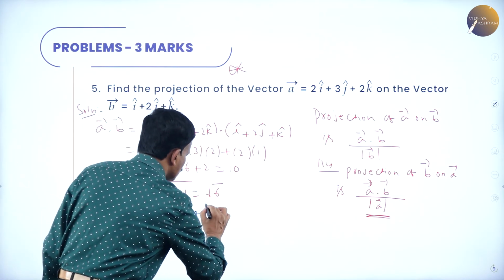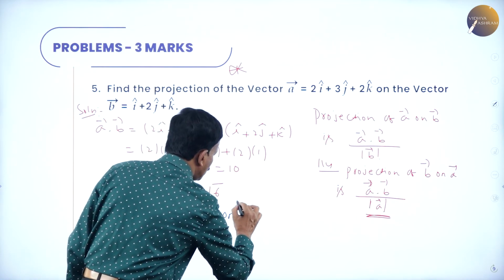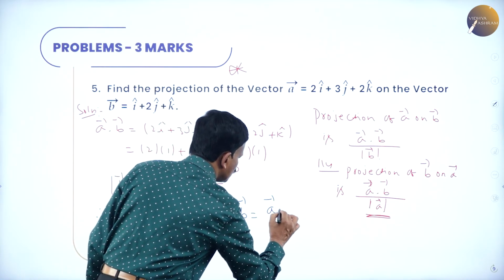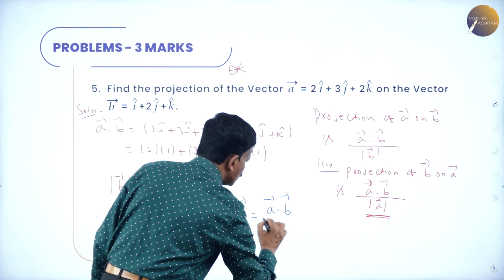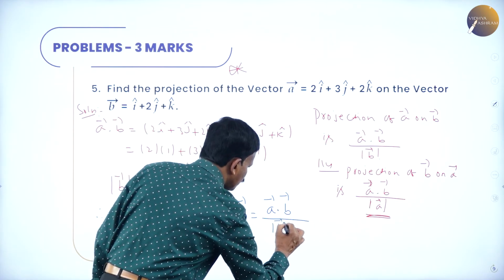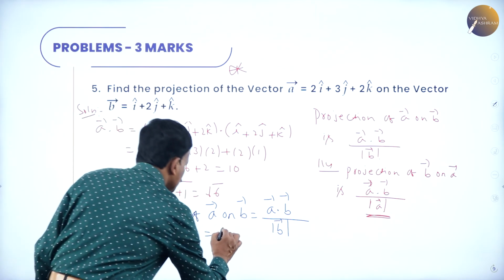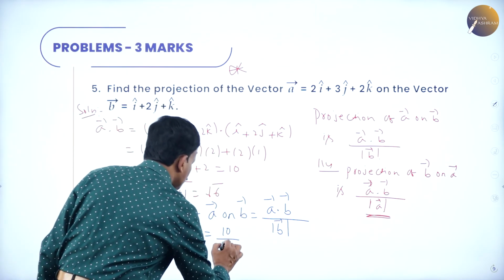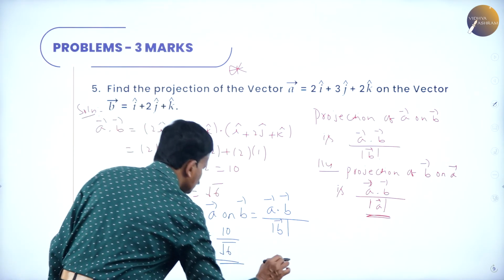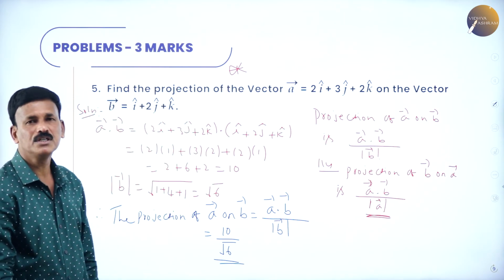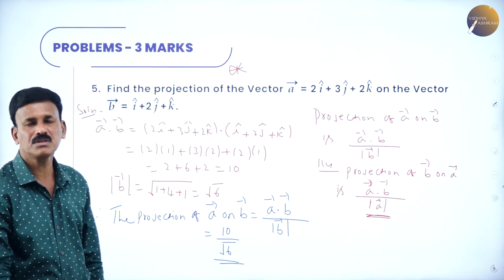of vector A on vector B is equal to A dot B divided by the length of vector B. What is A dot B? It is 10. Divided by the length of B, which is root 6. So this is the projection, 10 divided by root 6. Hope you followed. This is very simple.